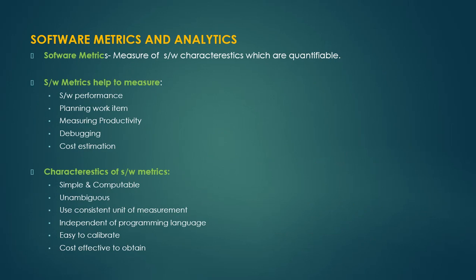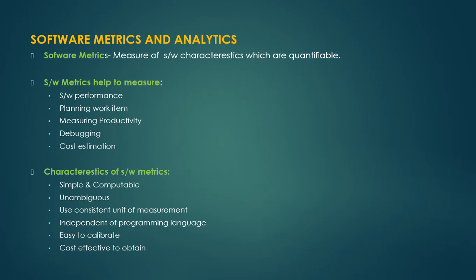The characteristics of software metrics: it should be simple and computable. It should not have complexity, because the end user will not be comfortable with complexity. It should be unambiguous and use consistent units of measurement. That means independent of programming language, easy to collaborate, and cost effective to obtain. We will discuss one after the other. Cost effective to obtain means it should be economical and also user friendly.